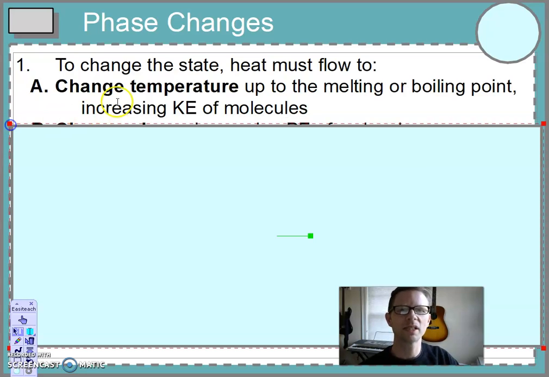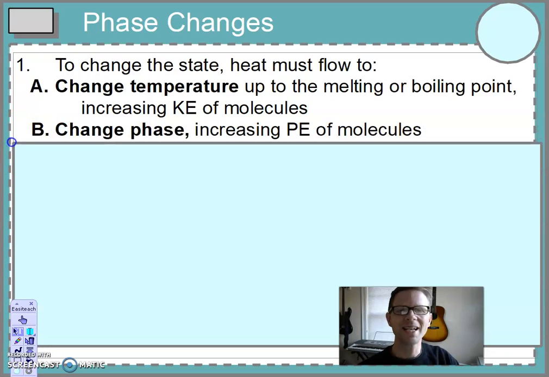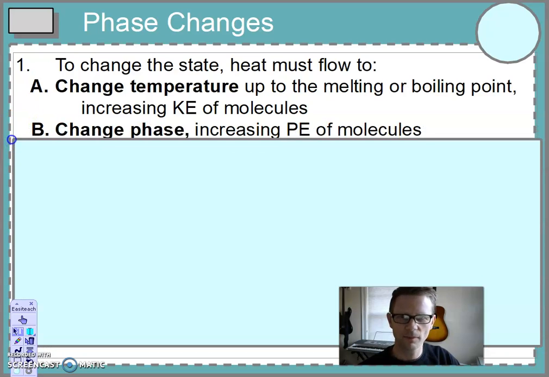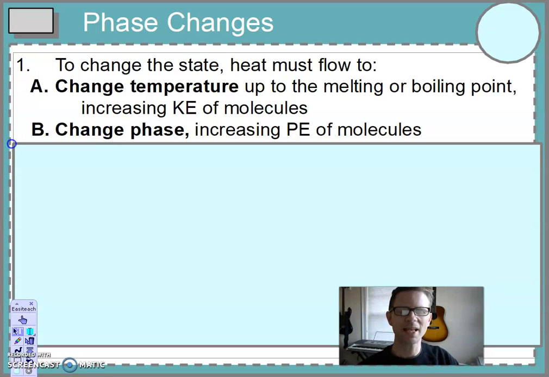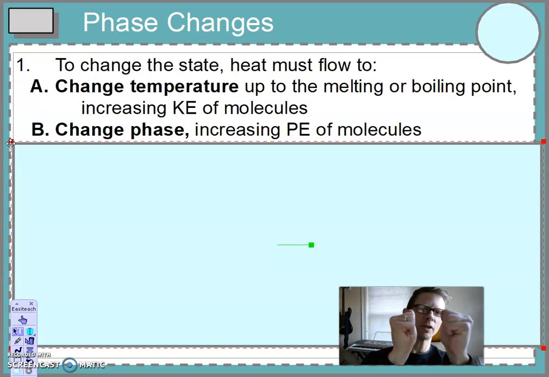What that does is increase the kinetic energy of the molecules. Then it has to change the phase. That would be the plateau, but then that increases the potential energy of the molecules. Picture two magnets that are stuck together. As you pull them apart, you're increasing the potential energy.